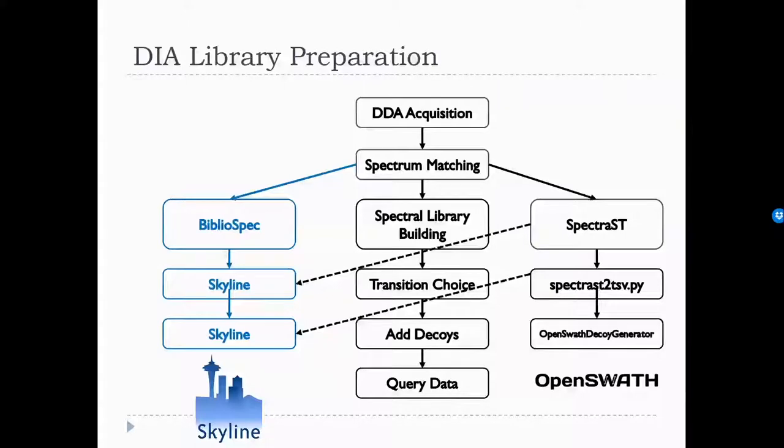It's partly because we are two different labs developing two sets of tools. We had essentially this image that I showed you on the first day: we both agree that you do DDA acquisition, then there's some spectrum matching on that, and then you're going to try to create a library.